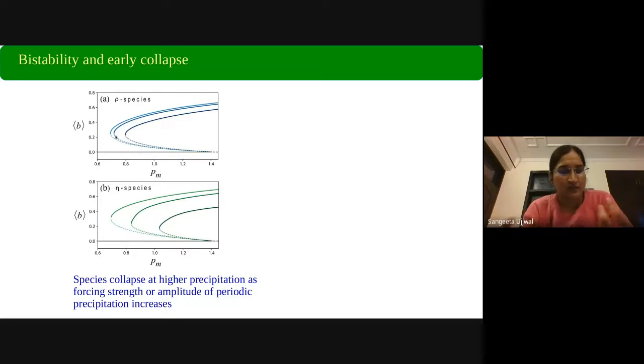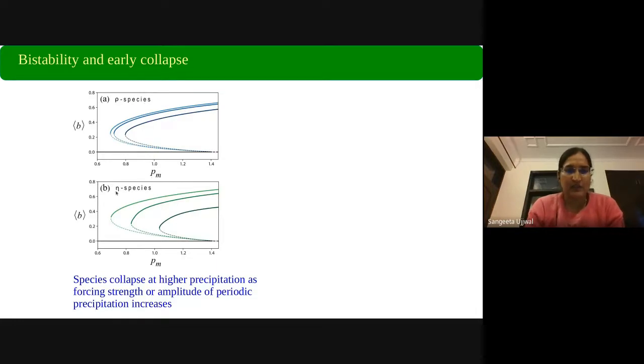So this external periodic forcing, similar to this rainfall periodicity, induces oscillations that can result in the early collapse of biomass. So if the forcing amplitude is more, then the plant species can collapse early. So this is for rho species.